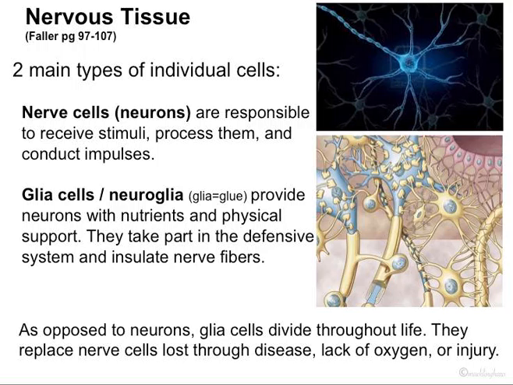In opposition to the neurons, the glia cells will divide through life. And a little caveat, not all neurons do not divide and reproduce throughout life. We have found that some, especially the memory cells, the ones where we create memory, the hippocampal cells, will reproduce depending on many factors, of course. But most of them don't. And when they die or when they have disease or lack of oxygen or an injury, the neurons will be replaced by glia cells.